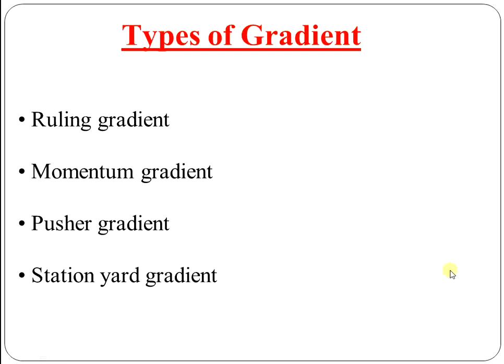The next point is the types of gradient. There are in total four types of gradient. First is the ruling gradient, second is the momentum gradient, third is the pusher gradient, and last is the station yard gradient. We will discuss them one by one in detail.